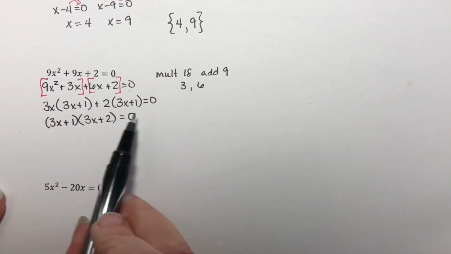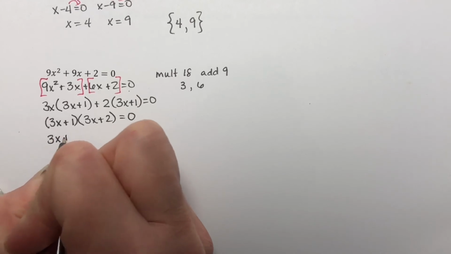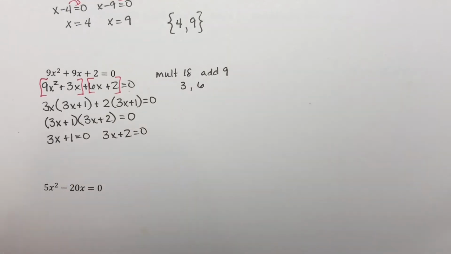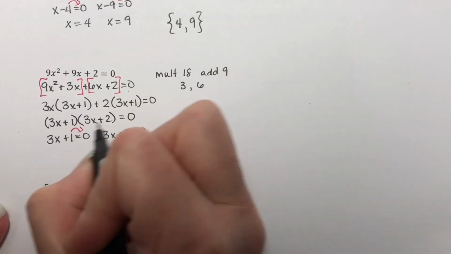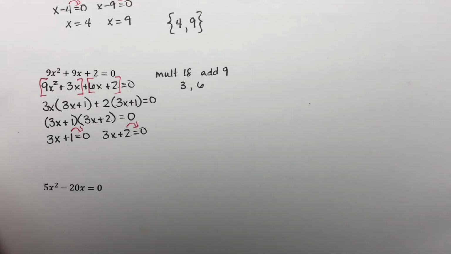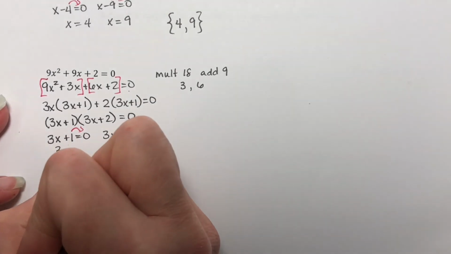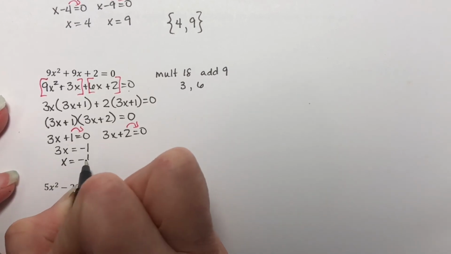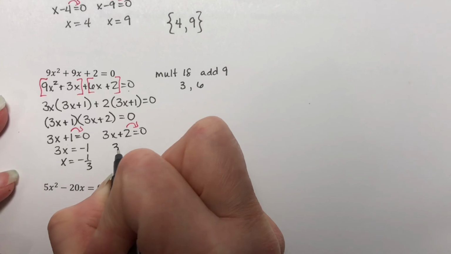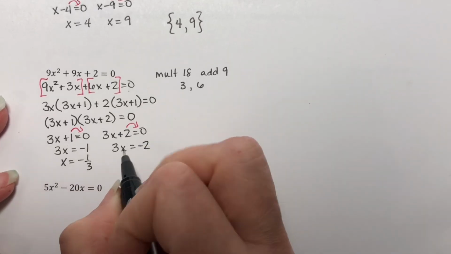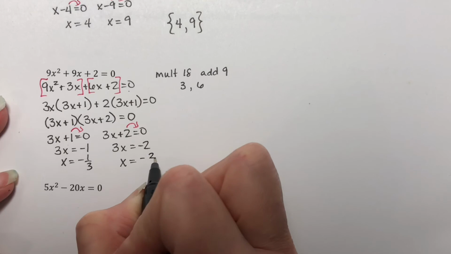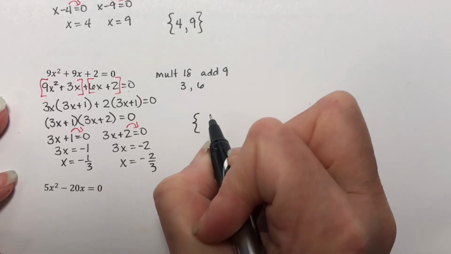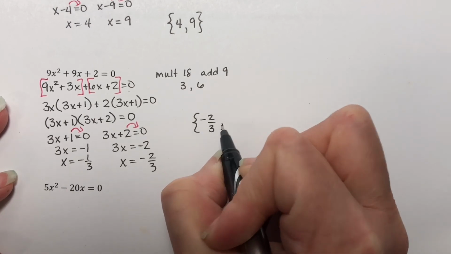Now we have this thing factored, so we set each part equal to 0. 3x plus 1 equals 0. 3x plus 2 equals 0. And we solve these. Here I'm going to subtract 1. Here I'm going to subtract 2. So I got 3x equals negative 1. Divide both sides by 3, x equals negative 1/3. Subtract 2, 3x equals negative 2. Divide by 3, x equals negative 2/3. So our two solutions are negative 2/3 and negative 1/3.